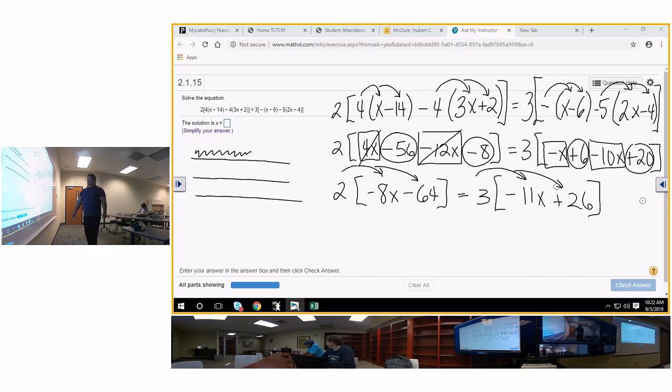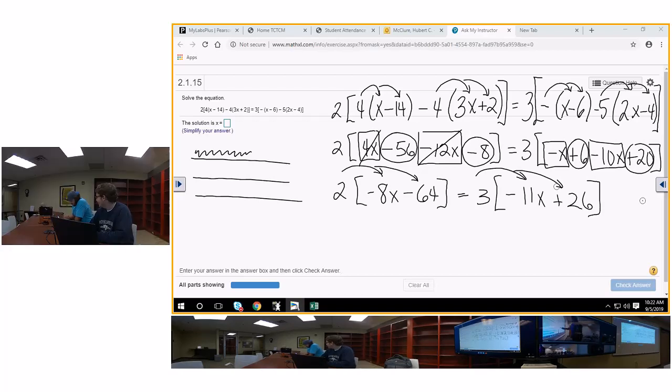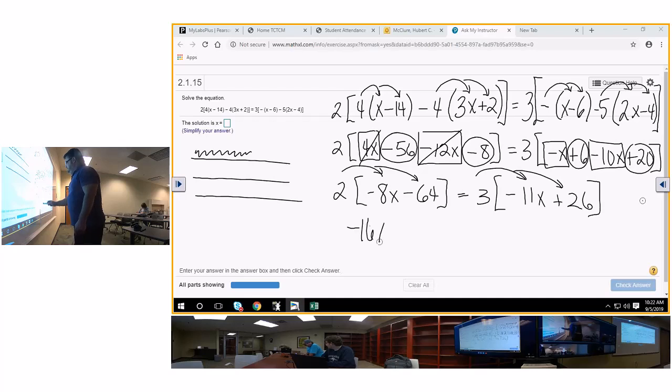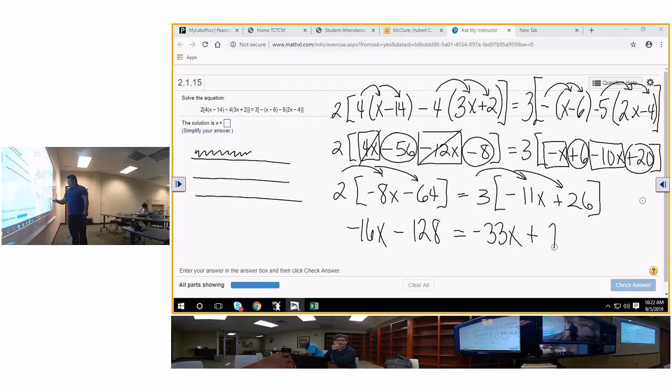Of course. 2 times -8 is -16x. Minus 120. Okay, I'm doing math right now. 2 times 64 is -128 equals -33x plus what? 78.